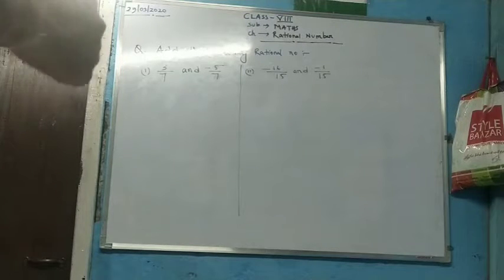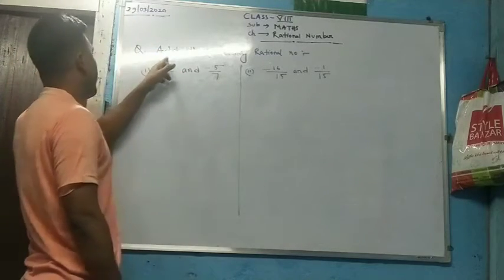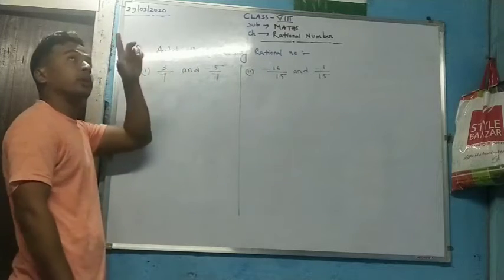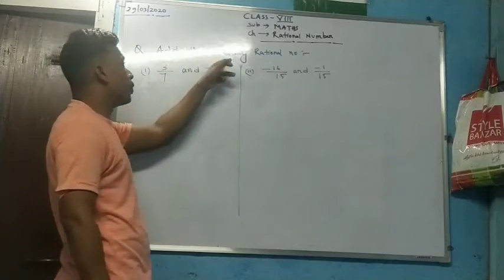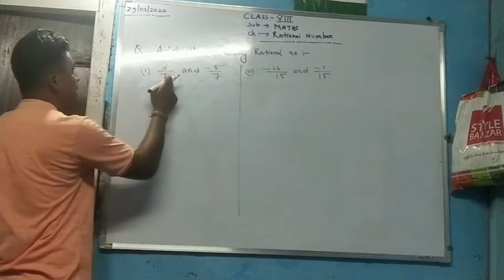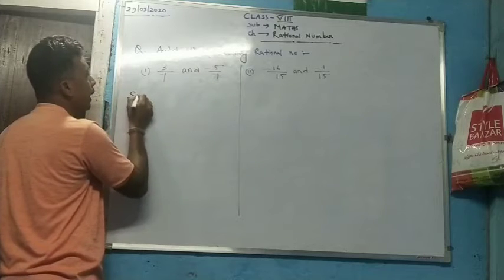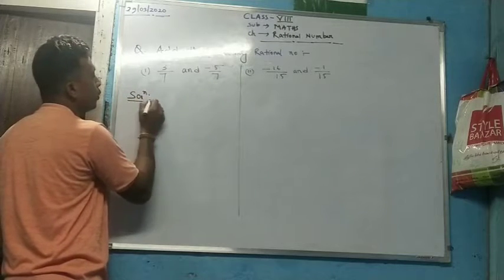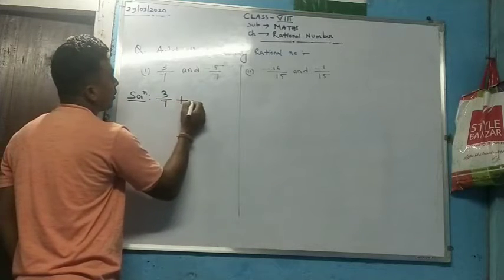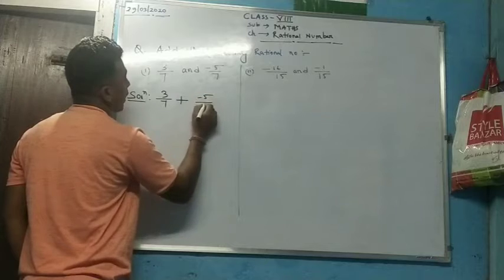Okay. Moving on to the exercise. Our first question is to add the following rational numbers. The board may not be clear in this section because of the light. So the first question is 3 by 7 and minus 5 by 7. What do we have to do? We have to add 3 by 7 and minus 5 by 7.